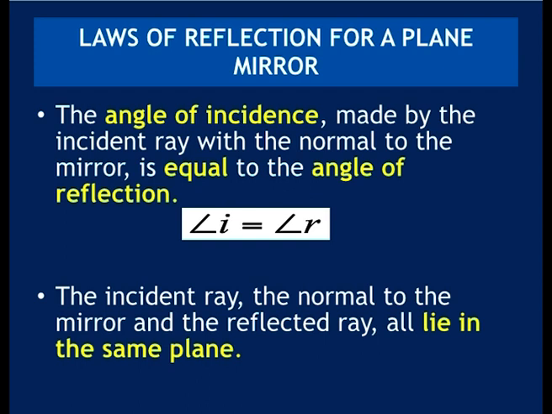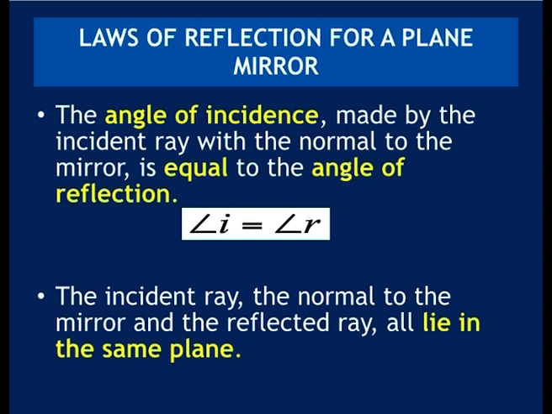And the second law says the incident ray, the normal to the mirror and the reflected ray all lie in the same plane. Now these three lines that we have seen, the incident ray, the reflected ray and the normal, all lie in the same plane. That means they are all coplanar. They do not travel in another plane. So these are the laws of reflection for a plane mirror.